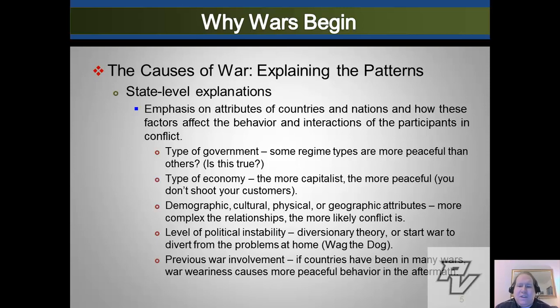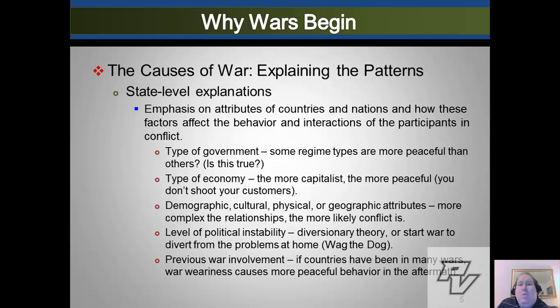Demographic, cultural, physical, geographic attributes. The idea that the more complex your relationship is, either within a country or between your country and another, the more complex the relationships, the more likely conflict is. Because all it takes is really one match set to the tinder. One match set to the tinder sets all the relationships ablaze, all the complexity. That's all it takes, is one flare-up. So the less complex or the less difficult the relationship is, the better for those two countries.